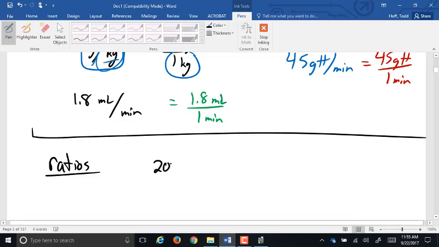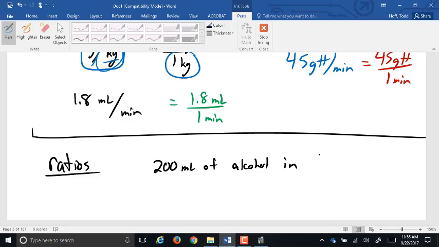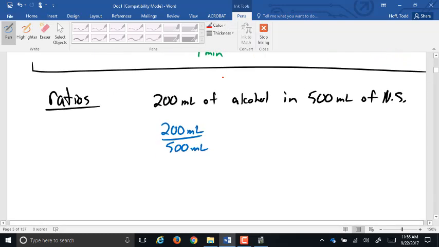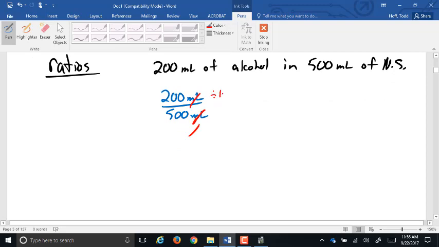We might have 200 milliliters of alcohol. This is rubbing alcohol, so all that's going to do is make you blind and drive you crazy. Which might not be that different from math class. Who knows? 200 milliliters of alcohol in 500 milliliters of sterile water. So that ratio, 200 milliliters over 500 milliliters. Again, the units are the same. So milliliters cancel out. Both divide by 100. That's a 2 to 5 ratio.